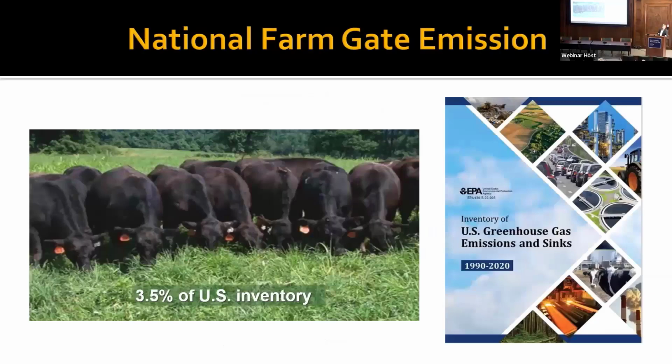So if we apply that number to all the beef cattle produced in the United States, including dairy cull animals, and compare that to what the EPA says is the total greenhouse gas emissions from the United States, beef cattle and everything related to producing beef cattle to the farm gate, it's about 3.5% of the US inventory of greenhouse gas emissions.